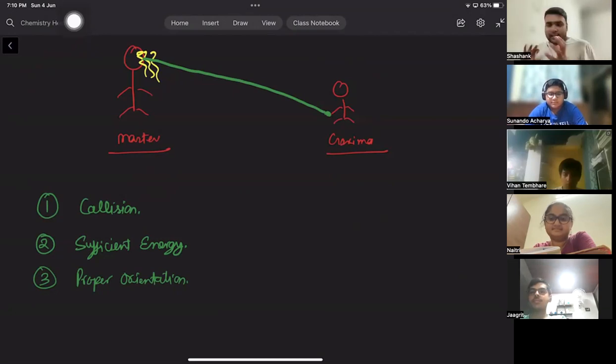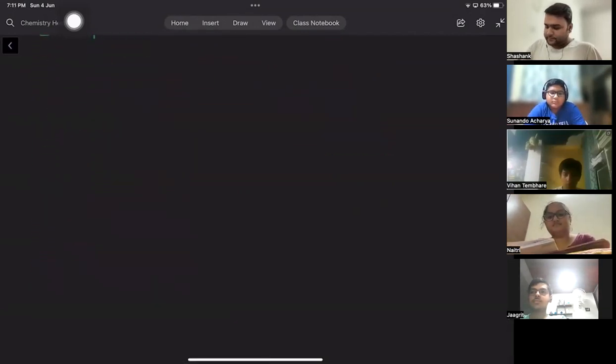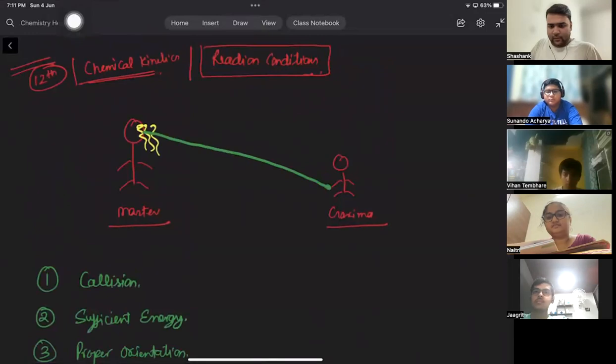So in order for any chemical reaction to happen, these three conditions are very much required, right? First is collision, second is sufficient energy, and third is proper orientation, right? Now, let me give you an example of how these things play out. You guys are able to see the red color, right? Red color is clear to you people. Perfect.